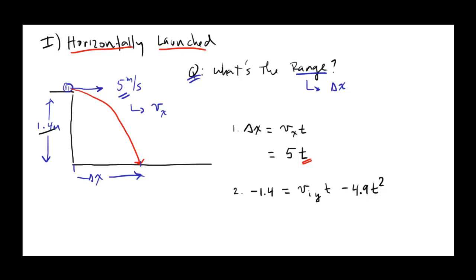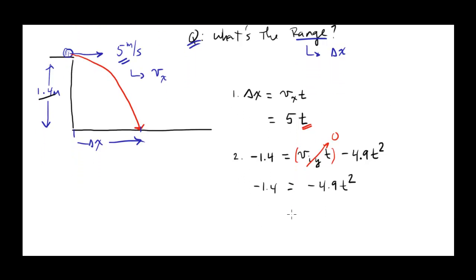And now we also remember another reason these problems are easier. The v initial y is 0, which means this whole term vanishes. The ball rolls off with a velocity that's horizontal, so there's no y component. And so now I can say negative 1.4 equals negative 4.9 t squared. So I'm going to say t is the square root of negative 1.4 divided by negative 4.9.